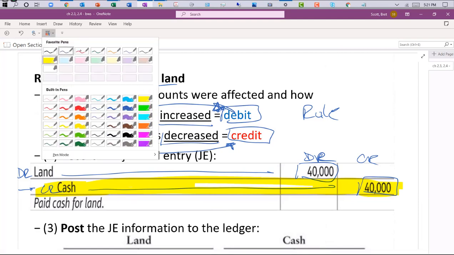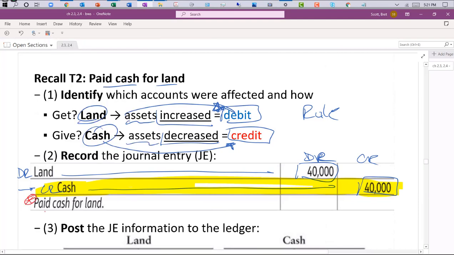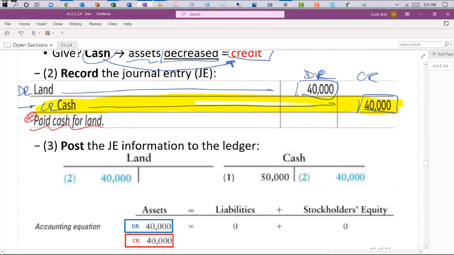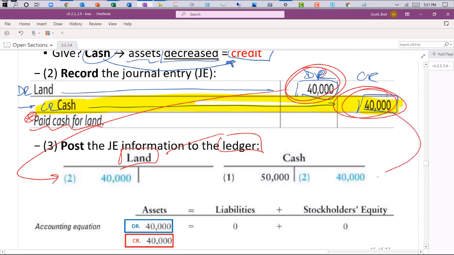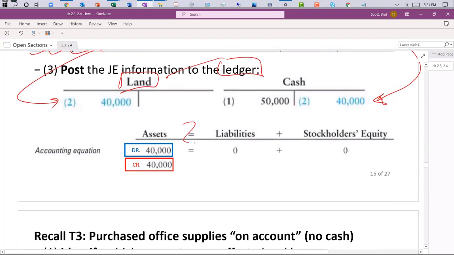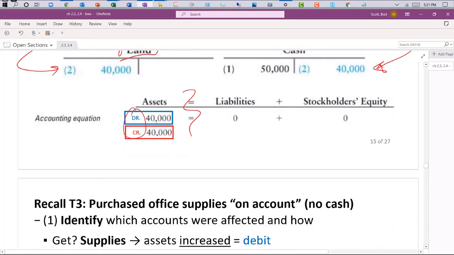There's the memo entry to provide us a little bit more context. Third step, we take the information, go into the ledger, find the account, then post the effect to the proper side of the account. And we can just double check to make sure that the accounting equation balances. But again, try to avoid using pluses or minuses, start using debits and credits.